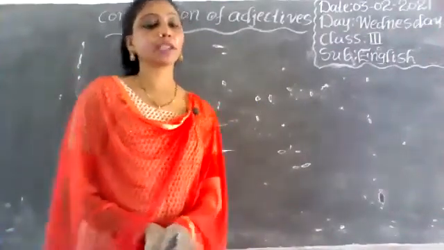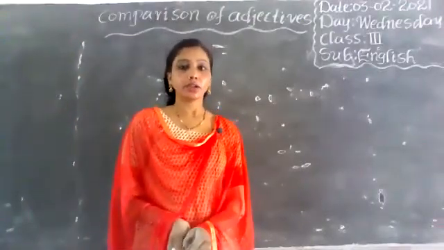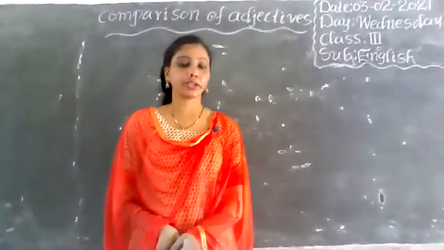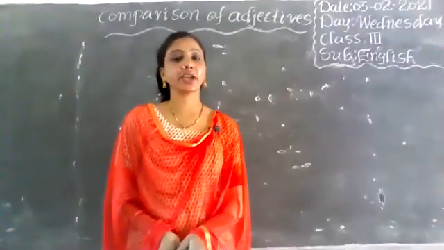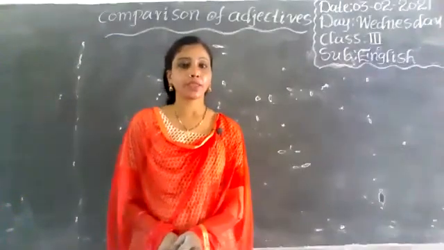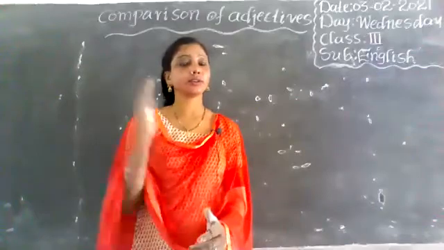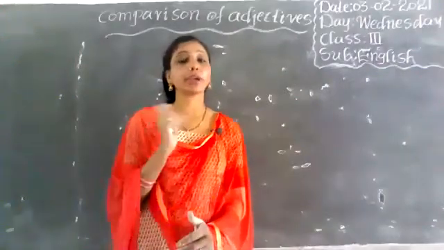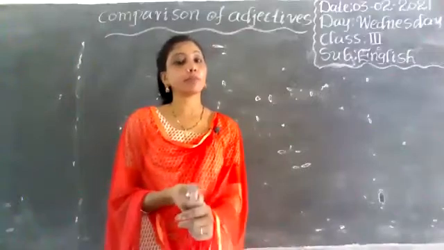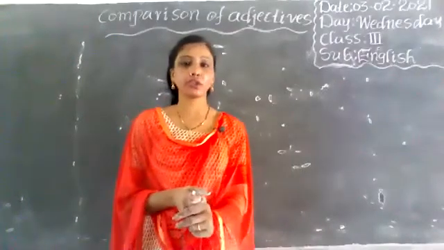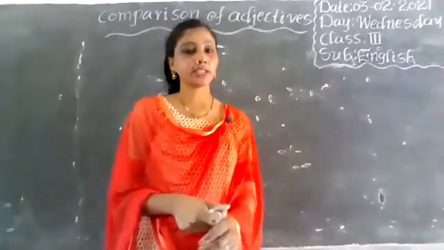So today I'm going to explain comparing of adjectives. You all know what adjectives are. An adjective is a describing word which describes a noun or pronoun. These adjectives have three types. What do we call them here? Compare. We will compare this adjective in three types. How will we compare that? Positive degree, comparative degree and superlative degree. Okay, shall I start now?